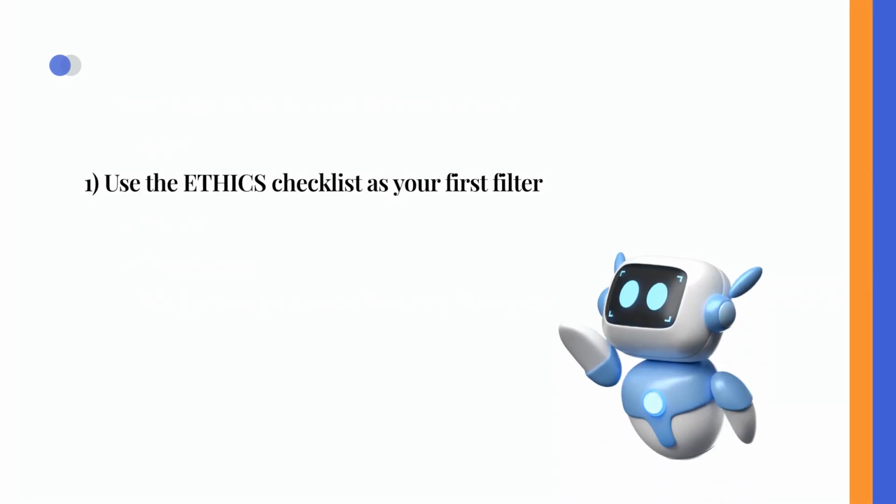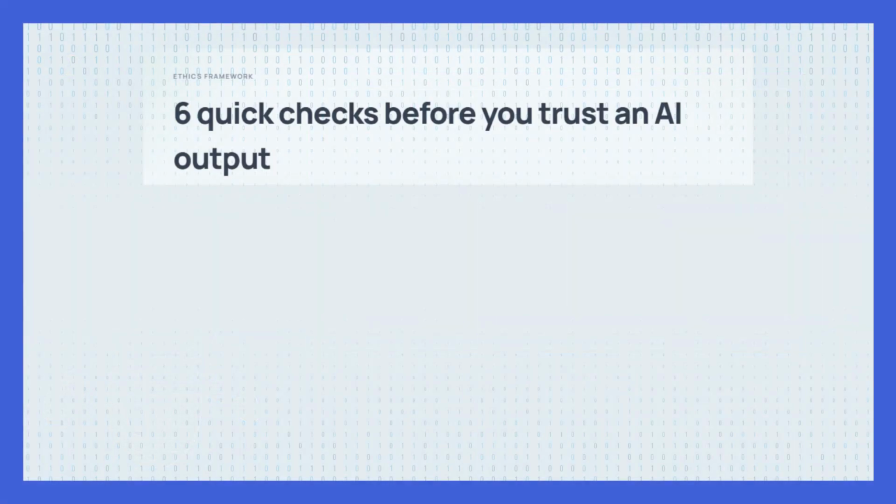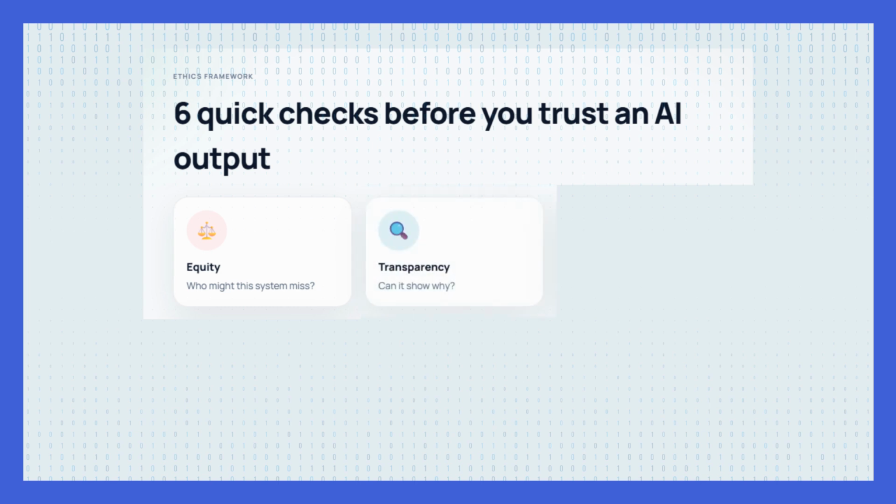1. Use the ethics checklist as your first filter. When an AI tool gives an unexpected insulin recommendation, risk score, or screening output, you need a quick clinical framework. The ethics checklist is useful for that purpose. Equity and fairness. For which patients does the tool work well, and for which patients might it work less well? Transparency and patient-centered care. Can you explain in plain language what the tool does and why the output should be trusted? Human oversight and clinical integrity. Can a healthcare professional meaningfully review, correct, and override the output?